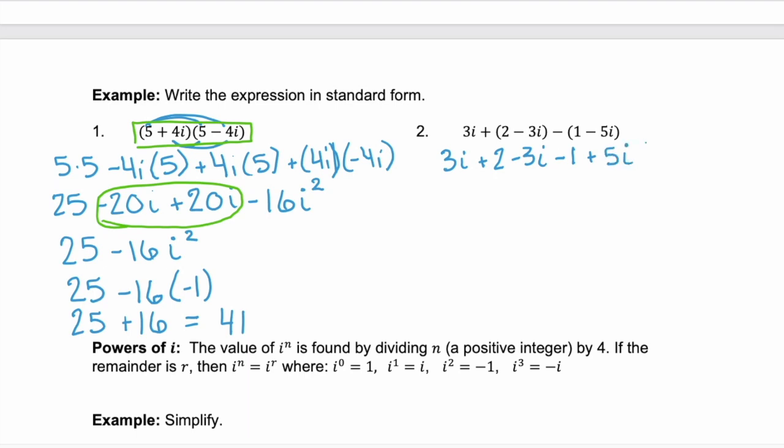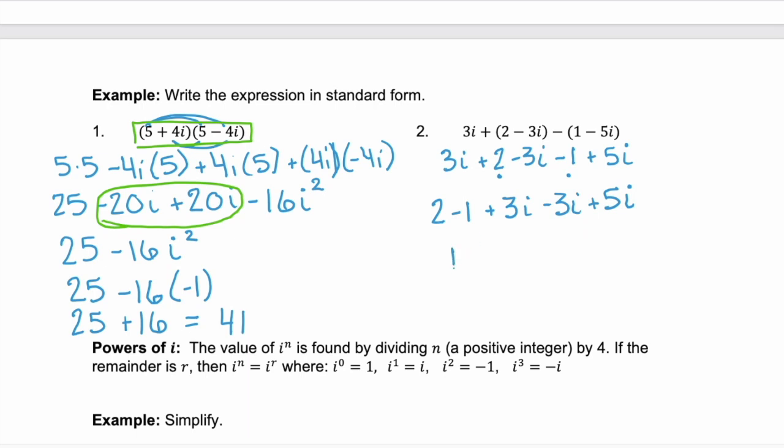Now we just combine our like terms. Remember, we want to add all of the real numbers together first, so that would be 2 minus 1. And then we need to combine our imaginary numbers, 3i minus 3i plus 5i. So now that I've grouped them together, we can easily simplify.